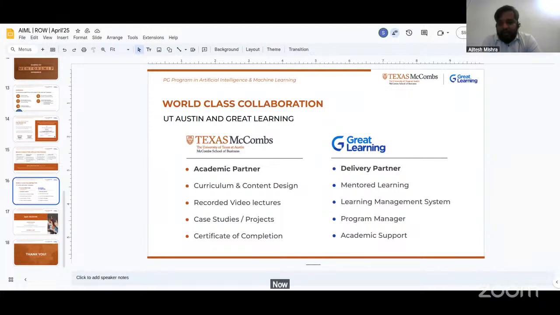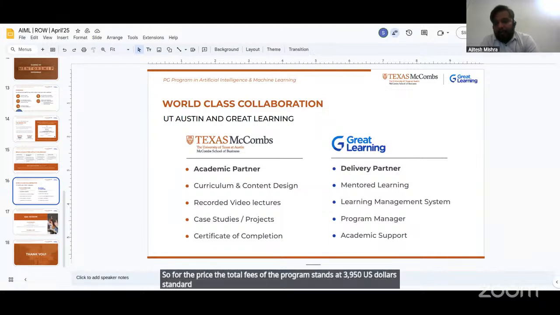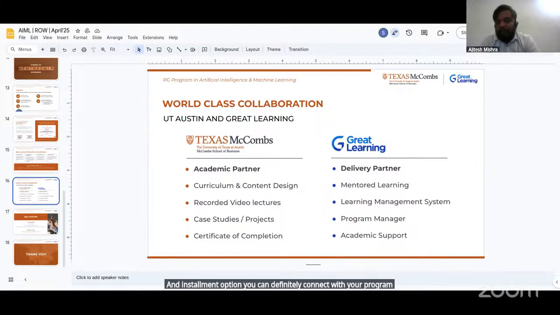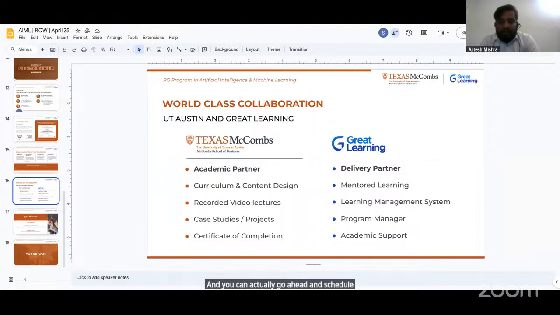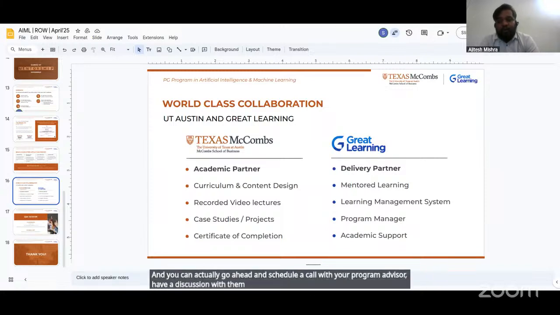Now, I can see that a lot of people have questions around the price. The total fees of the program stand at 3,950 US dollars standard. But for more information regarding the price and the installment option, you can connect with your program advisors. All the people who are having questions regarding flexibilities, you can fill the application, or we are giving you the option of scheduling a call with your program advisor, have a discussion with them, and try to understand what they can provide you.